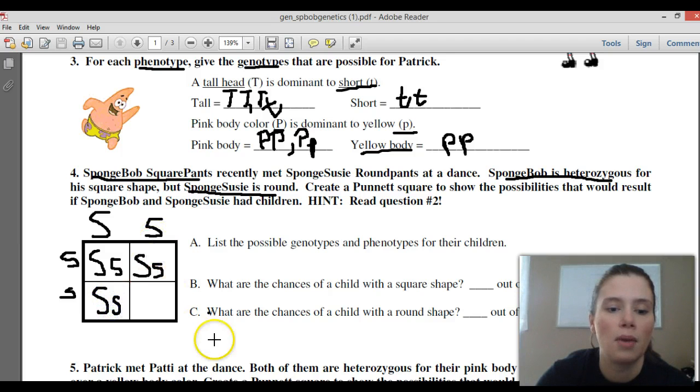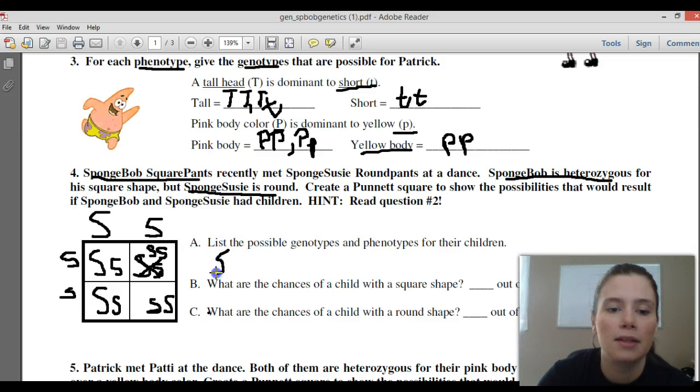And I actually made a mistake right here, and this should be two little s's. So we have big S, little s, big S, little s, little s, little s, little s, little s. So we look and it says list the possible genotypes and phenotypes for the children.